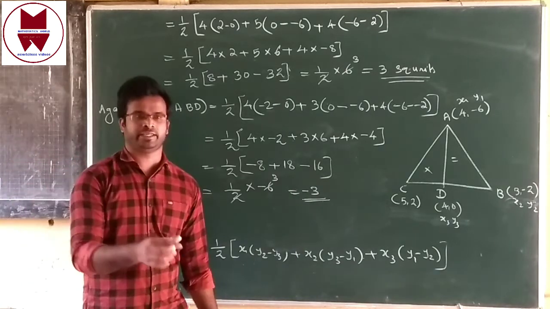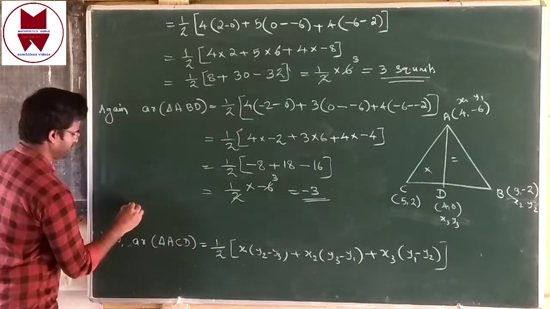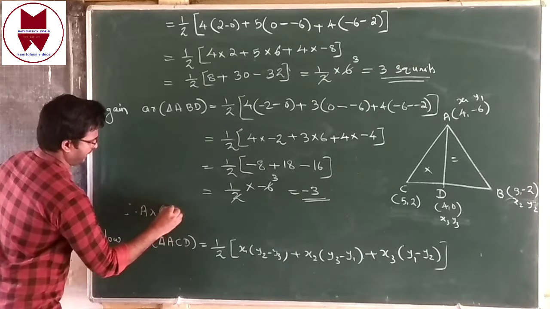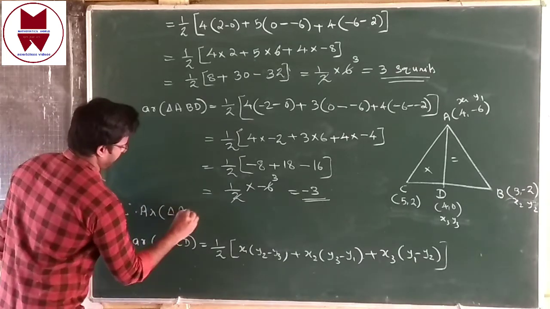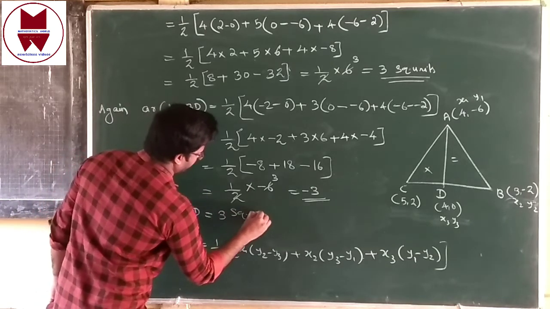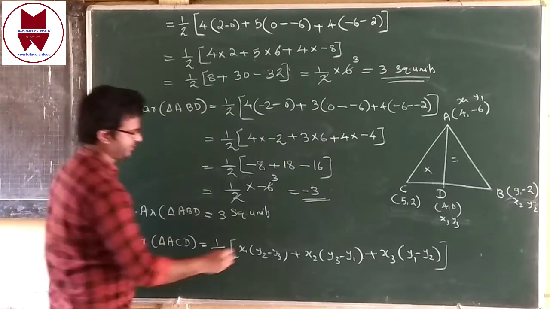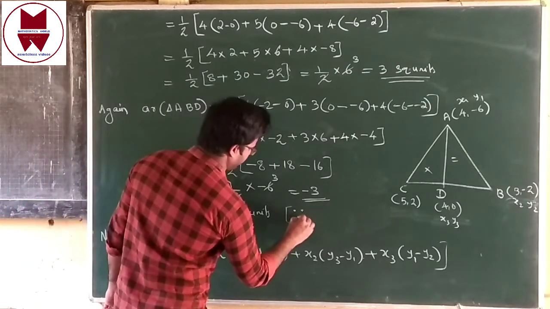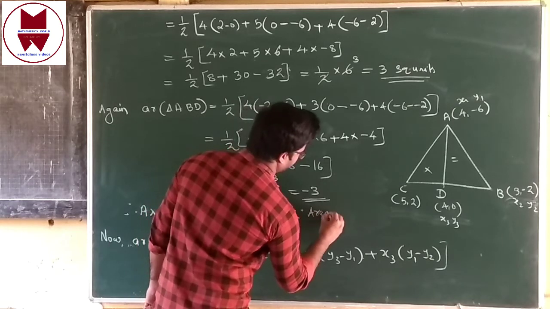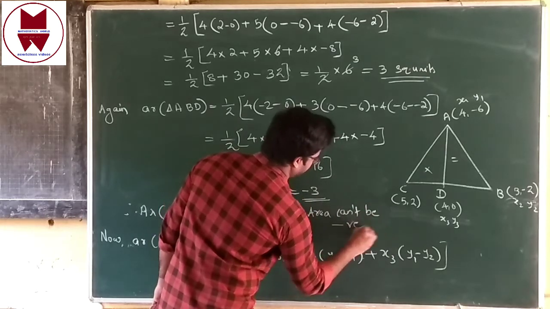Already you know area of triangle cannot be negative, isn't it? That means we can write, therefore, area of triangle ABD equal to 3 square units. We got minus, but we have to take positive. Write in bracket, since area cannot be negative. That is the reason.